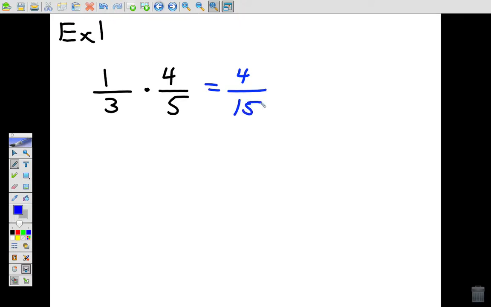And then we make sure it's in lowest terms. So we make sure we cannot divide the numerator and denominator by 2, 3, 4, 5, 6, 7, 8, 9, or 10. So 4/15 is in lowest terms.